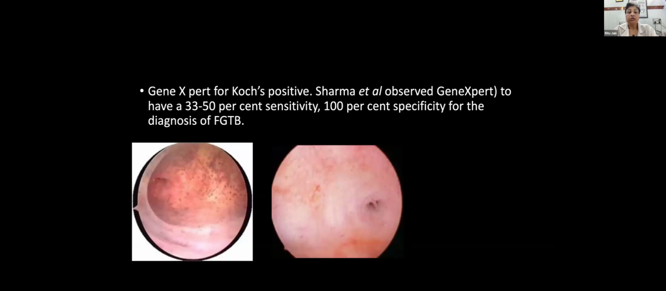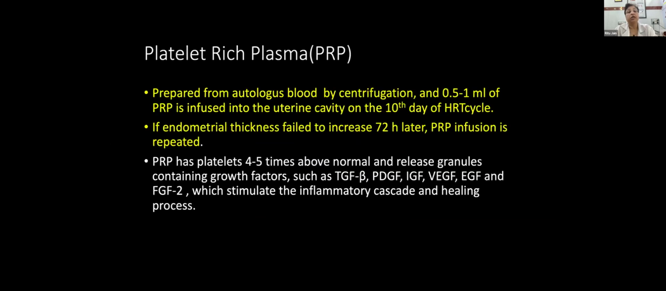In the Indian population, of course, we have to look for genital tuberculosis by doing the complete genital tuberculosis panel test, and if it is there, we need to treat these patients. Dr. J.B. Sharma has shown in a paper that GeneXpert had a sensitivity of 33 to 50% and 100% specificity, and patients treated had a higher conception rate.